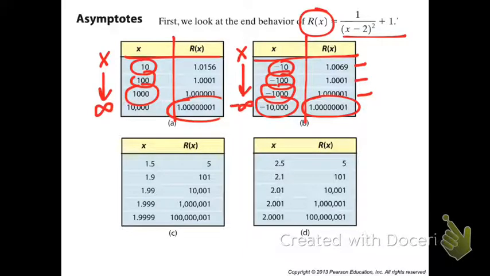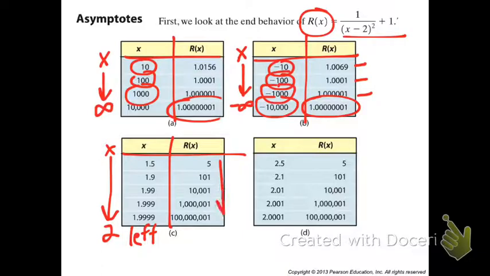All right. And then over here we've got another chart in which we see X approaching the number 2, but from the left: 1.5, 1.9, 1.999, so we're getting closer and closer to 2 from the left. And where are the Y values going as X gets really close to 2 from the left? Well, you can see the Y values are getting huge. The Y values are going towards infinity.